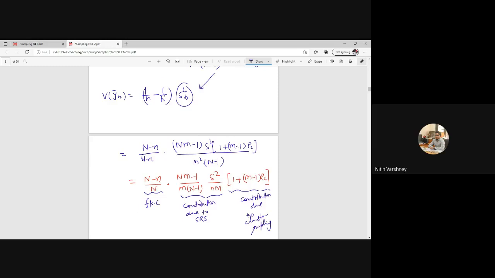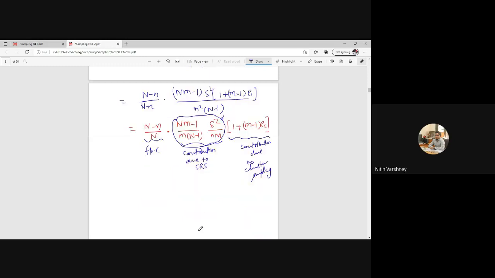Now they can ask what is the contribution of variability in cluster sampling due to simple random sampling. So this is the contribution due to simple random sampling. We usually calculate 1 upon n minus 1 upon capital N into S square. If we calculate here by putting the values of small n m and capital N m, we will get this variability contribution due to simple random sampling, and this is the contribution due to cluster sampling. Okay, so this is important.